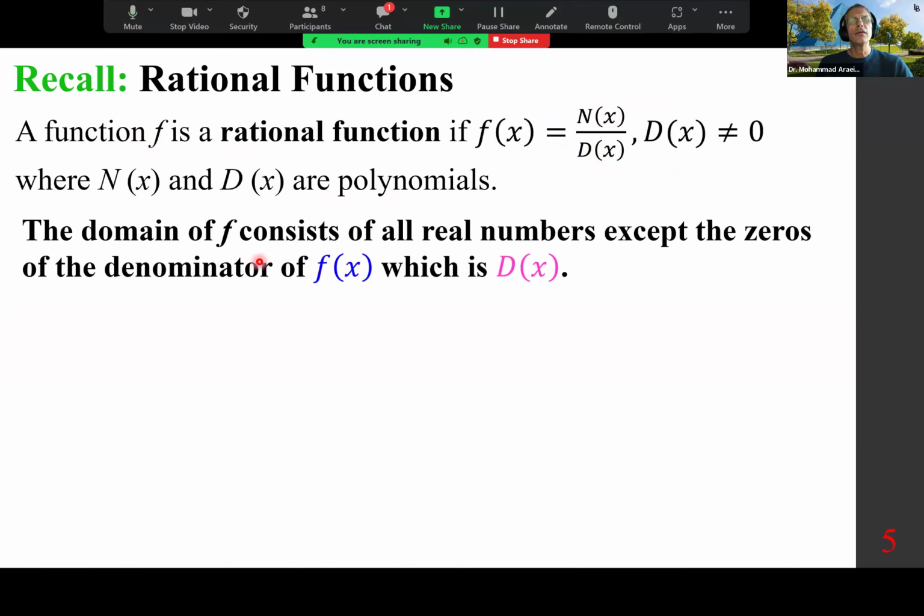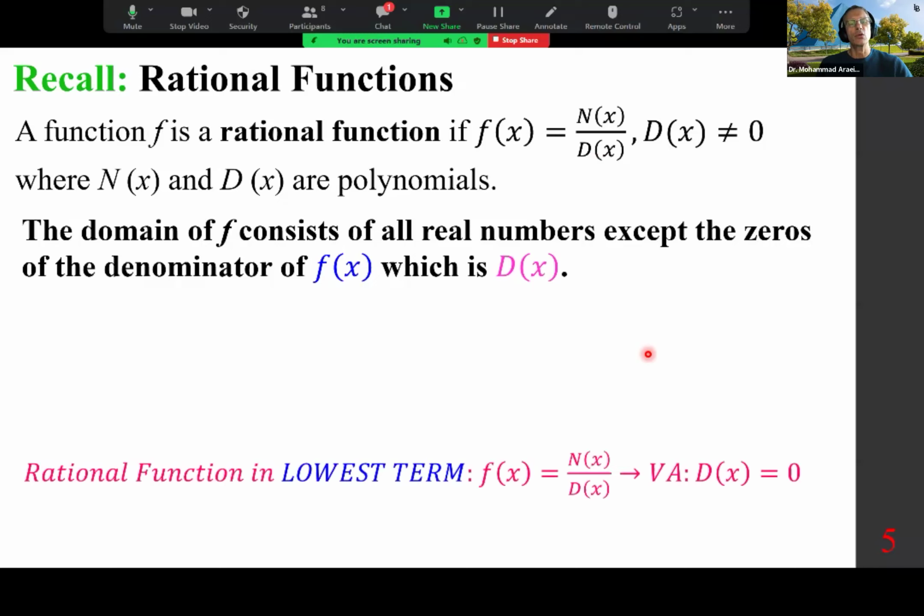The domain of f consists of all real numbers except the zeros of the denominator of f of x, which is d of x. In other words, you set d of x equal to 0 and you exclude that. That becomes the domain.